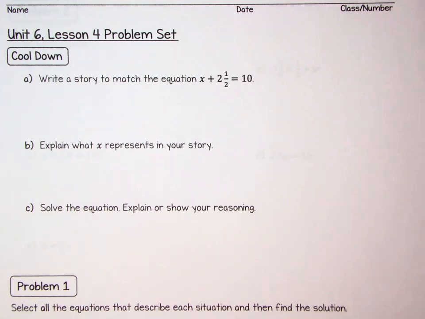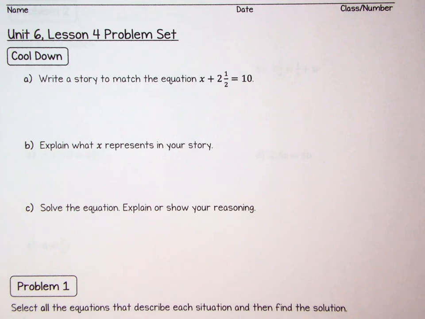All right, here is our cool down for the lesson. 3 parts. A, write a story to match the equation x plus 2.5 equals 10. B, then explain what x represents in your story. And then C, solve the equation and explain or show your reasoning.